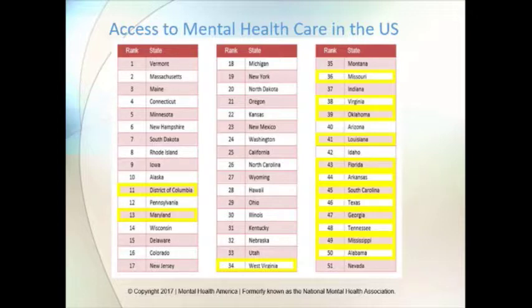Correct. Okay. How about Maryland? Have we got anyone practicing in Maryland? No. Okay, so as you can see, DC is 11 out of the 50 states plus the district. Maryland is 13, and then we jump all the way down to West Virginia at 34. Have we got anyone from West Virginia? Okay. Missouri, 36. And Virginia, I'm from Virginia.